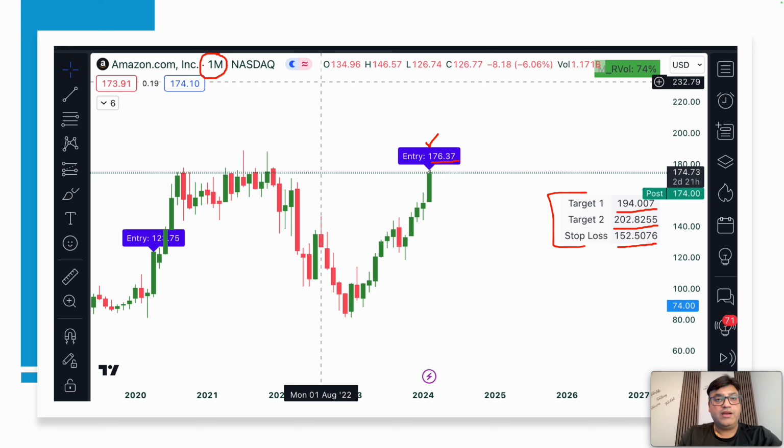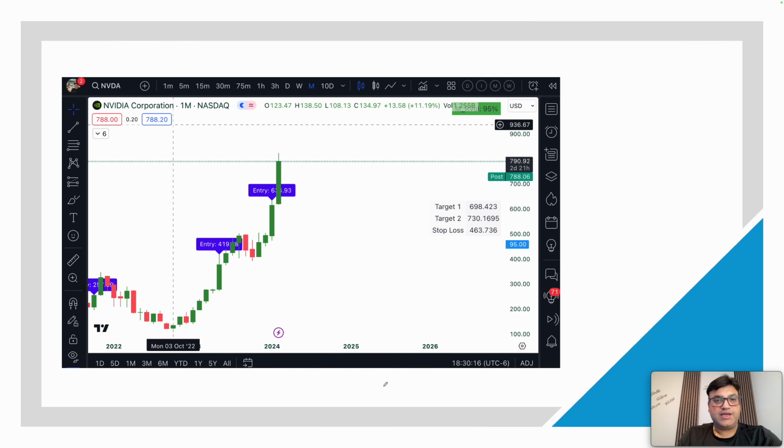I'll repeat again. As soon as you see this entry, that doesn't mean that you need to enter at this particular price. Next month, when the high of this candle, which is 176.37, is broken, that time we are making entry with these targets, which are mentioned over here. I'll give you a couple of examples of what happened in the last few months so that you can understand.